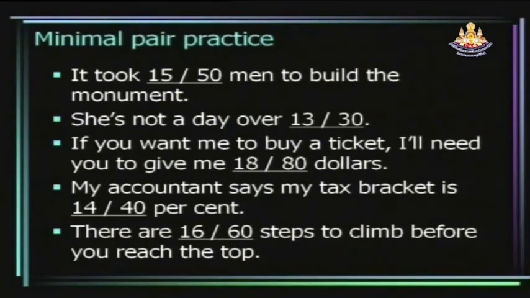Listen again. It took 50 men to build the monument. 2. 15. 1 or 2? 2. 2. She's not a day over 13. 1. Number 1. If you want to buy me a ticket, I'll need you to give me $80. 2. My accountant says my tax bracket is 40%. 2. Number 2. There are 16 steps to climb before you reach the top. 1. Number 1. This was easy for you, but maybe difficult for your students.